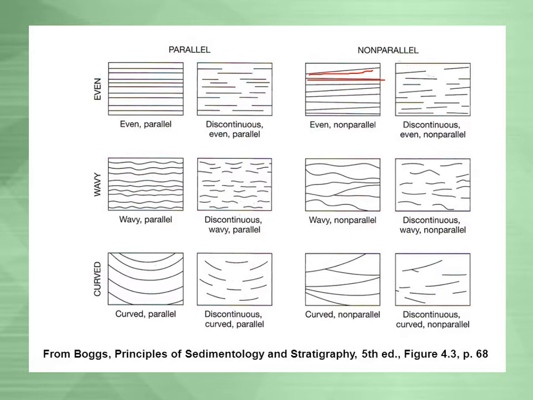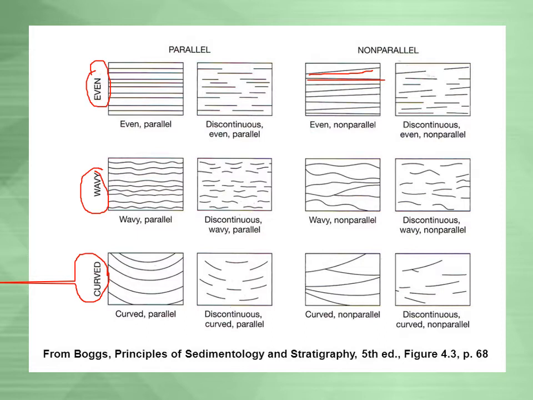So the x-axis indicates the parallelism of the bounding surfaces, the top and bottom surfaces, and the y-axis shows whether the bounding surfaces are straight, that means even, curly, that means wavy, or broadly, gently curved or rounded, which is known as curved. Depending on these two properties, the sedimentary layers, that means beds and laminae, are differentiated. Each group again has two groups, one continuous and one discontinuous. In the first group, the bounding surfaces of the sedimentary layer are parallel, even, that means straight, and continuous.